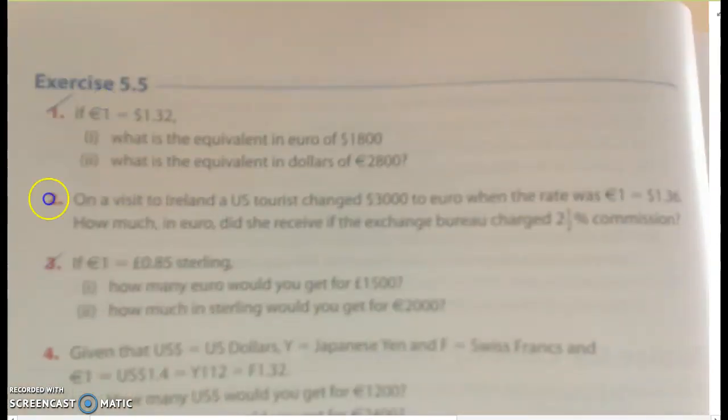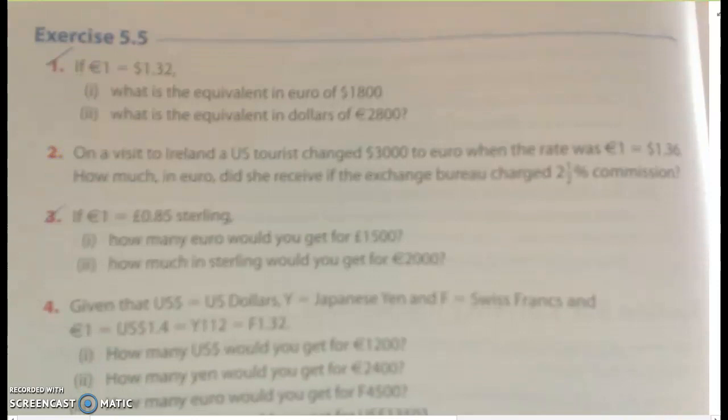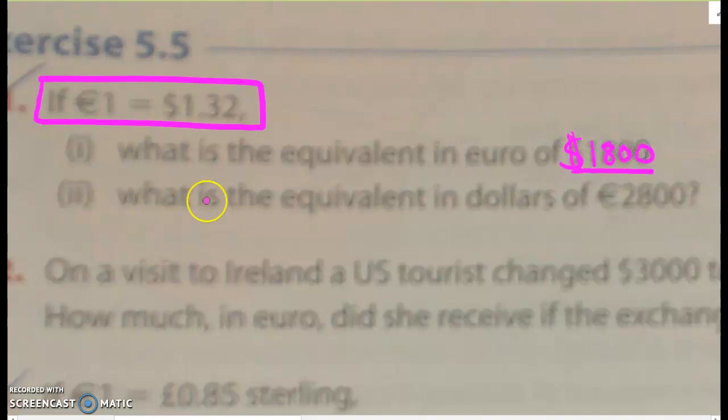Okay, how's about you try some? These are in your book. Exercise 5.5. Let's take a look at the first one there. I'm not too sure if it's very clear on your screen. It gives us the exchange rate. If €1 is equal to $1.32, what is the equivalent of $1,800? That says there if you can't see it. 1,800. Okay. And then what is the equivalent of 2,800? Okay. How's about you try that now? Give it a go. Pause the video and give it a go. And when you're finished, press play, and I'll go through it to see if you got it right.